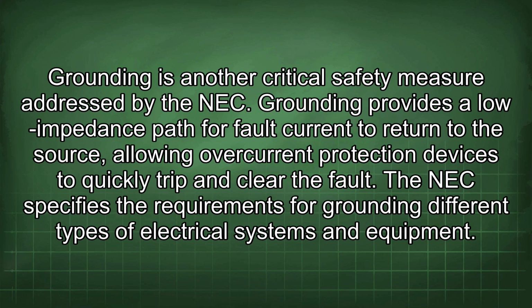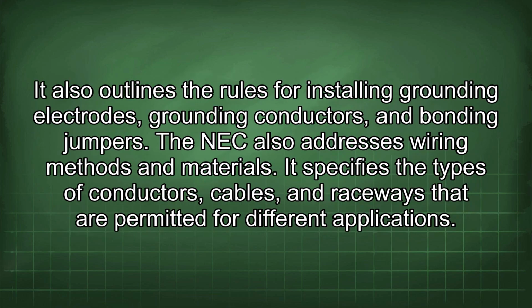Grounding is another critical safety measure addressed by the NEC. Grounding provides a low impedance path for fault current to return to the source, allowing overcurrent protection devices to quickly trip and clear the fault. The NEC specifies the requirements for grounding different types of electrical systems and equipment. It also outlines the rules for installing grounding electrodes, grounding conductors, and bonding jumpers.